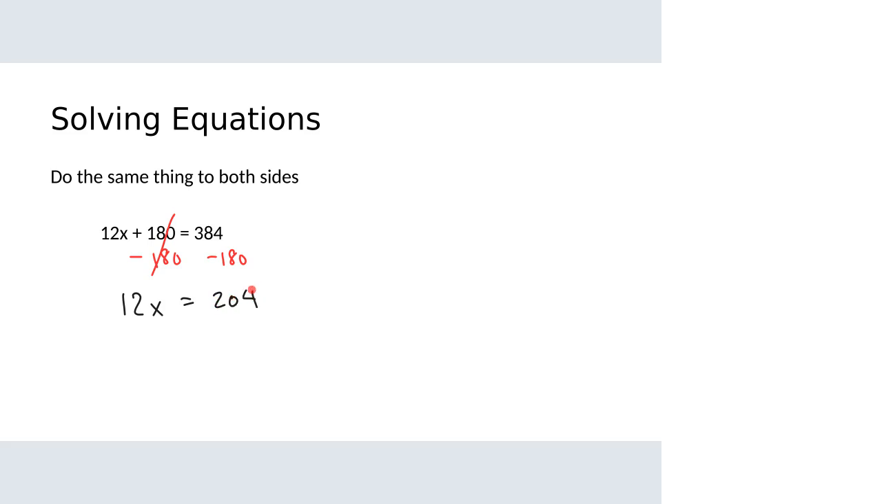So based on what I said a minute ago, I know you know, but I'm going to ask you anyway. Now I'm trying to get that x by itself. This is 12 times x. What am I going to do to get rid of 12 times x to get that x by itself?